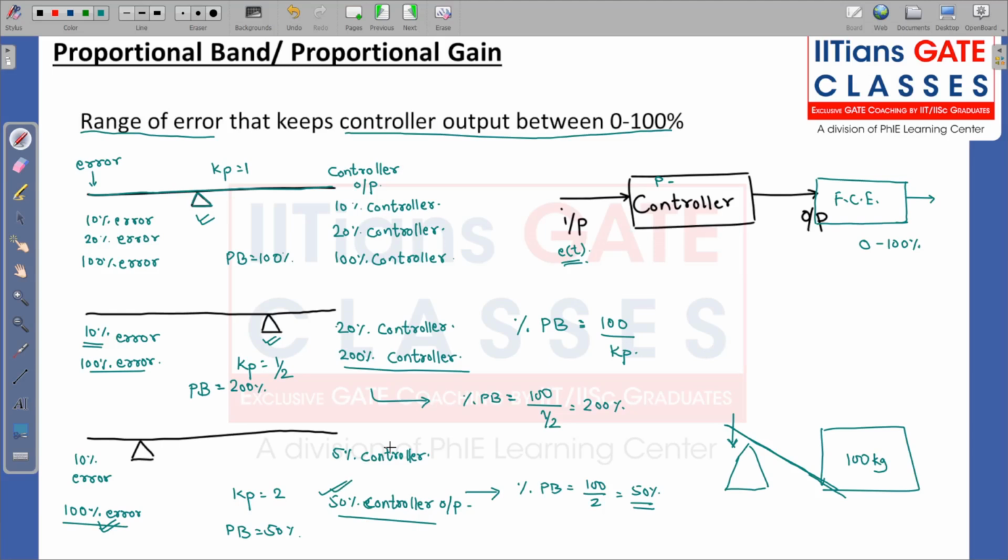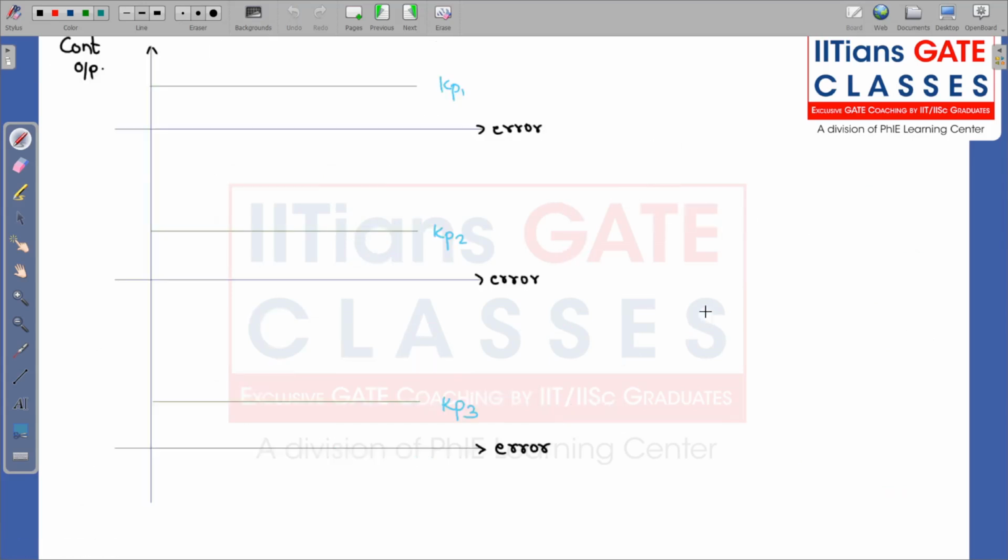Now, for proportionality band, there is also one more definition. Proportionality band is equal to the range of error divided by full span. Full span of what? Full span of the controller. Whatever is the maximum value minus the minimum value of the controller, that we call the proportional band. Now let us understand this with an example.